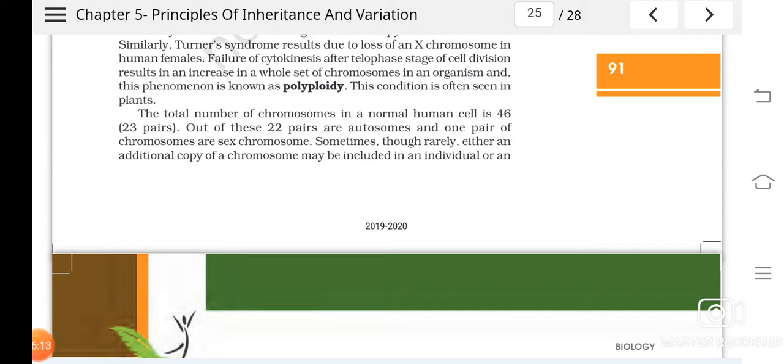So, as you know, we have 46 chromosomes. 22 pairs of them are autosomes and one pair is sex chromosomes. We have studied this, isn't it? So 22 autosomes means what?